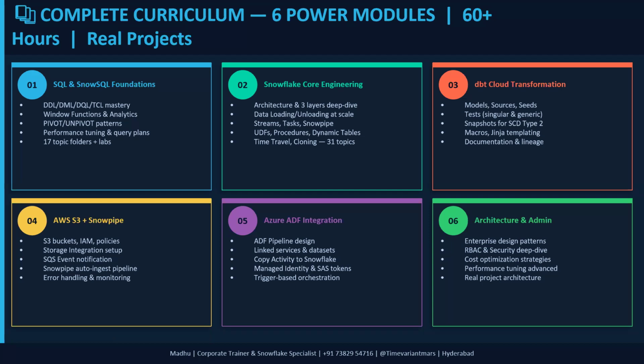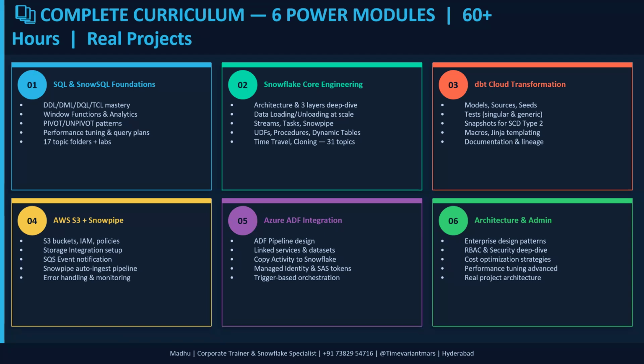Module three is the DBT Cloud transformation module: sources, seeds, tests, documentation, lineage, snapshots for SCD type 2, macros and Jinja templating, and CI/CD with GitHub Actions. Okay, and we have other things, macros, hooks, everything.